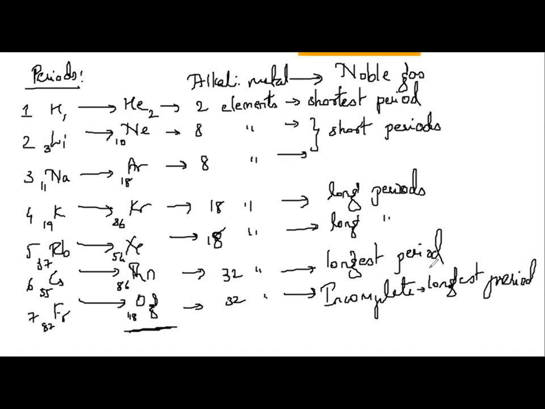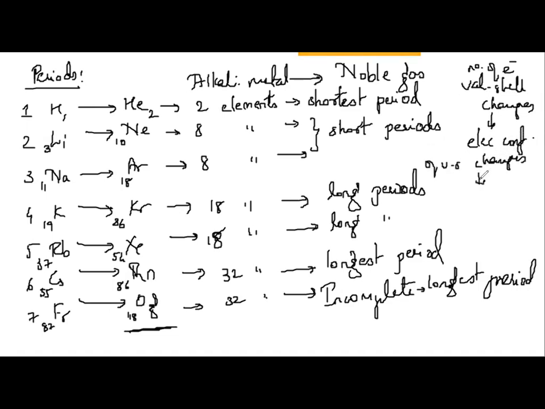So in all the elements present in a period, the electrons are filled in the same valence shell. As the number of electrons in the valence shell changes, the chemical properties also change. If the number of electrons present in the valence shell changes, then the electronic configuration of the valence shell changes. Therefore, the chemical properties of the elements also change.